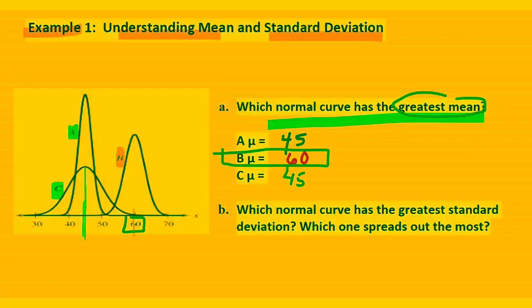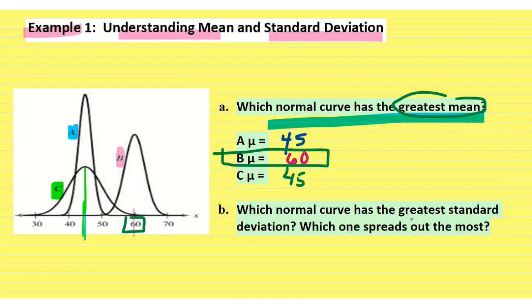Our next question says, which normal curve has the greatest standard deviation? Which is also like asking ourselves which one spreads out the most. The biggest standard deviation will cause a flattening and a spread of the curve. So it looks like the one that is the shortest and is also kind of spread out would be curve C.